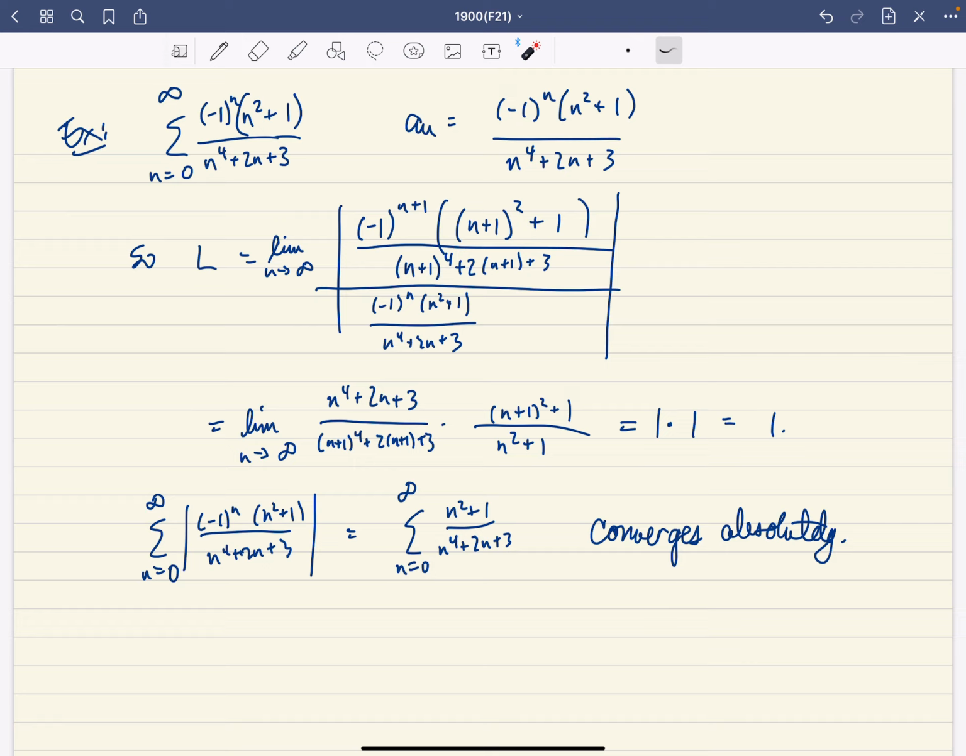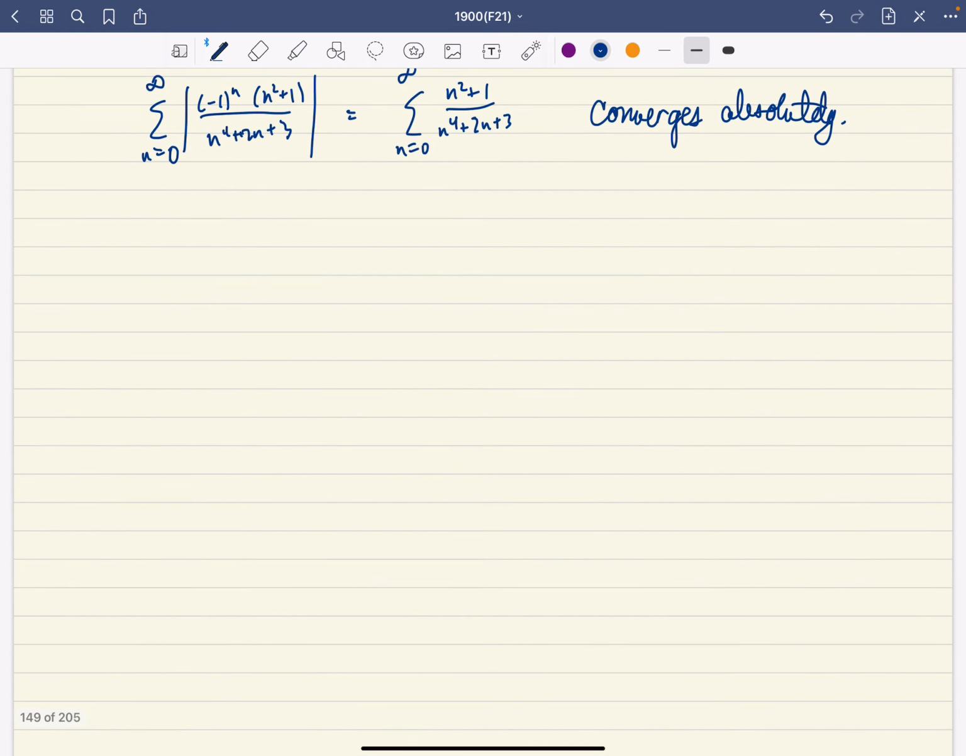Actually, we haven't talked about the root test, but let's get into that now. The root test is going to be very similar to the ratio test, and it's going to have basically the same motivation. And here the idea is, instead of looking at the limit of a sub n plus 1 over a sub n, what we're going to do is look at the limit of the nth root of the absolute value of a sub n.